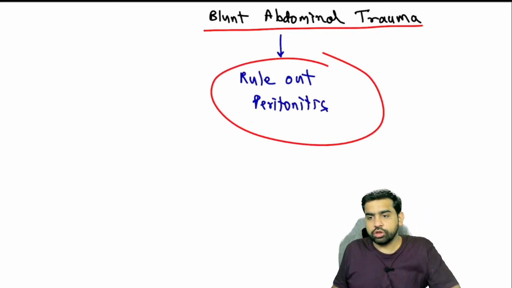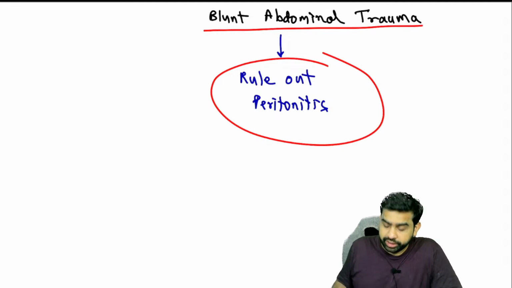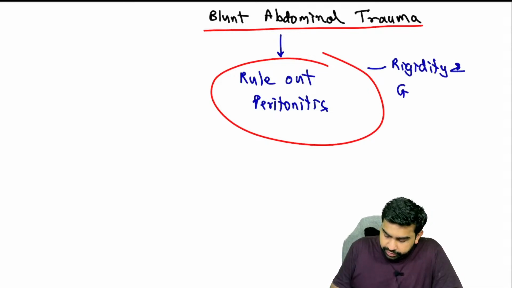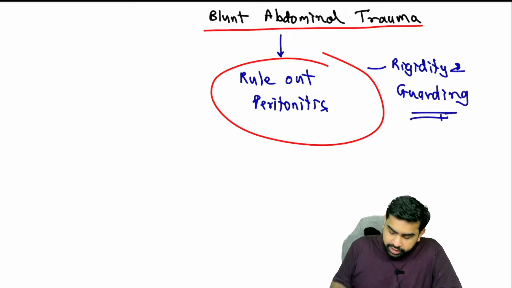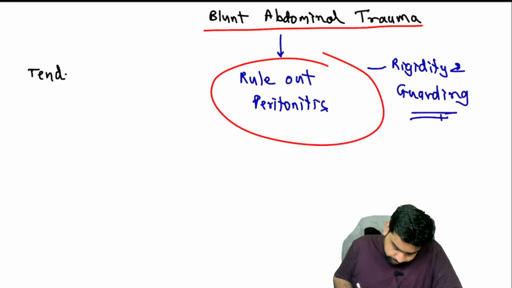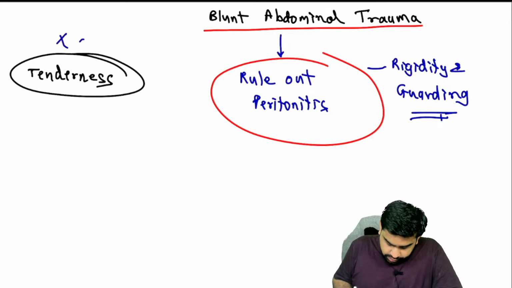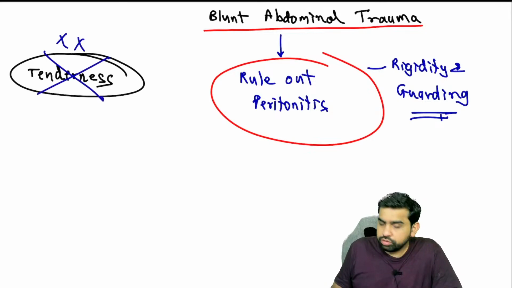What do you understand by the features of peritonitis? The features of peritonitis basically mean whether the patient is having rigidity and guarding. So these are the features of peritonitis. If I ask you, is tenderness a feature of peritonitis? The answer is no. Tenderness can be present in any individual, so tenderness is not a feature of peritonitis.